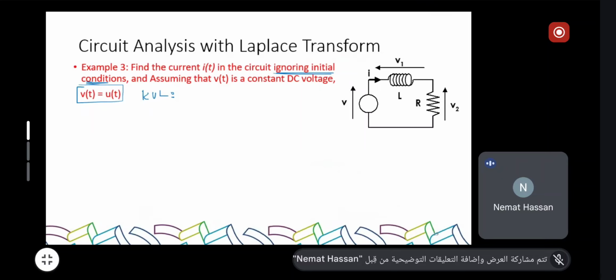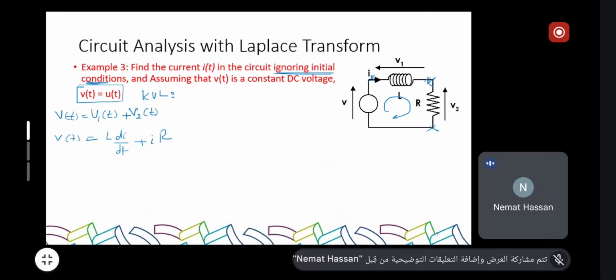What does it state? It states that the algebraic sum of voltages within a closed loop is equal to zero. Or in other words, V of t is equal to V1 of t plus V2 of t. Now, we've already established that V of t is u of t. Let's leave it for a moment there. V1 of t is the voltage across the inductor. And we know from last week that the voltage across the inductor is equal to L di over dt. Plus V2 is the voltage across the resistor, and from Ohm's law, we know that V is equal to I times R.